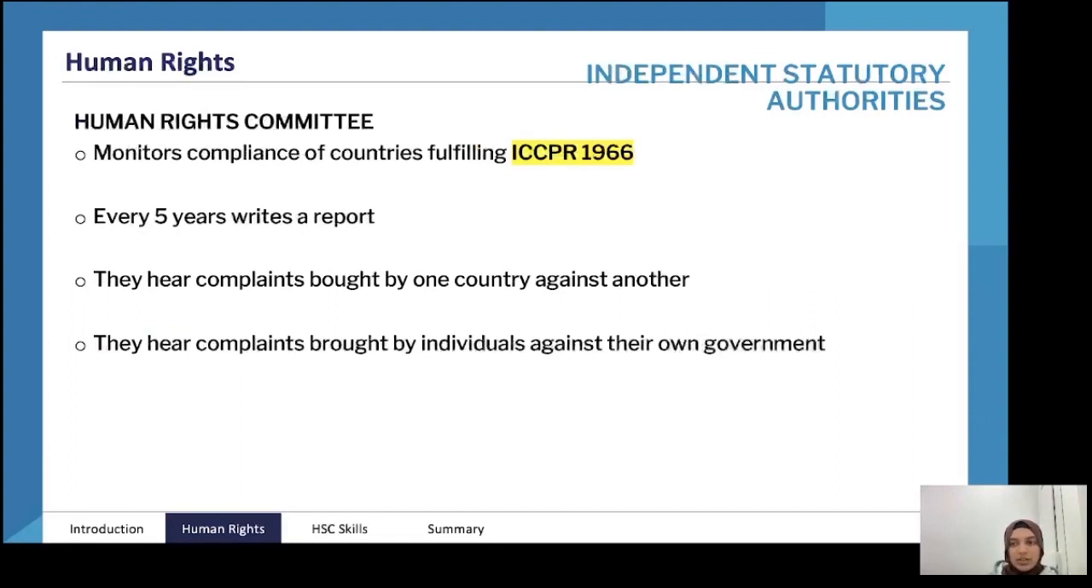Looking at independent statutory authorities, we can look at the Human Rights Committee. They monitor compliance of countries fulfilling the ICCPR 1966, and every 5 years they write a report as well, and they hear complaints brought by one country against another and by individuals as well.